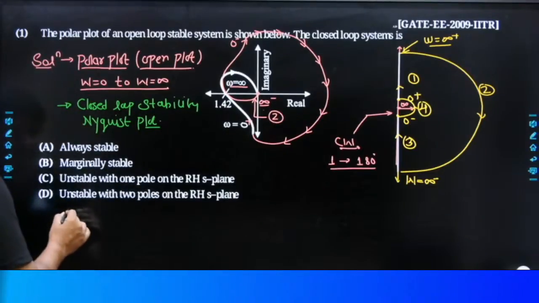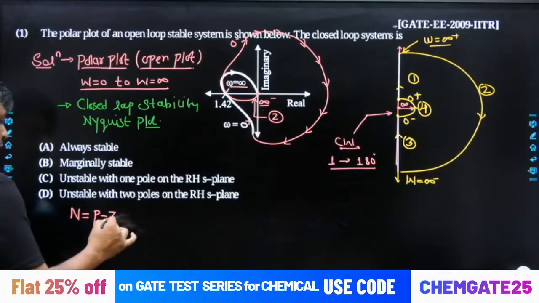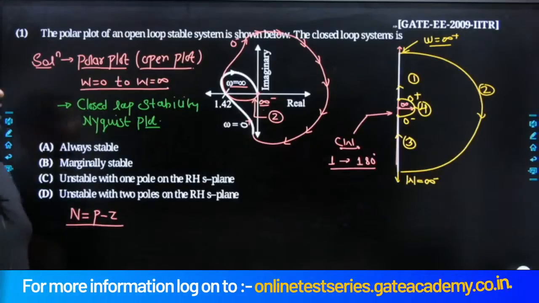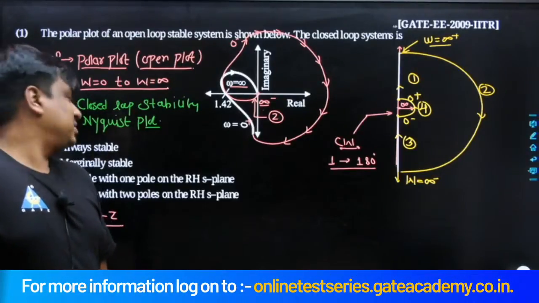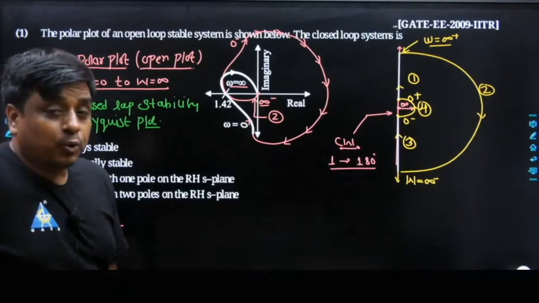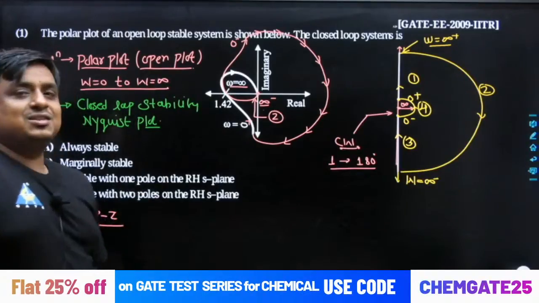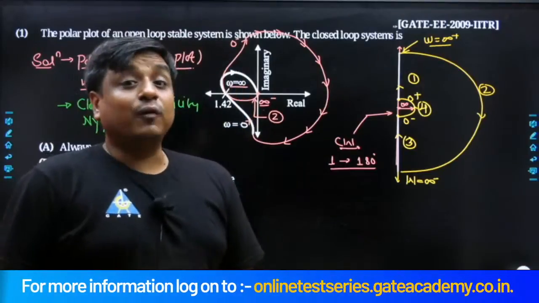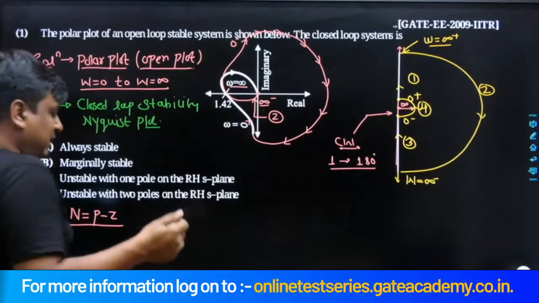Stability of the system can be easily assessed using the principle of argument, where N is the number of encirclements of the critical point. At least for closed loop stability, the critical point is -1 plus j0. Similarly, P is the number of open loop poles towards the right hand side of the S plane, and Z is the number of closed loop poles towards the right hand side of the S plane. So at least in this problem, the two data can be easily assessed.